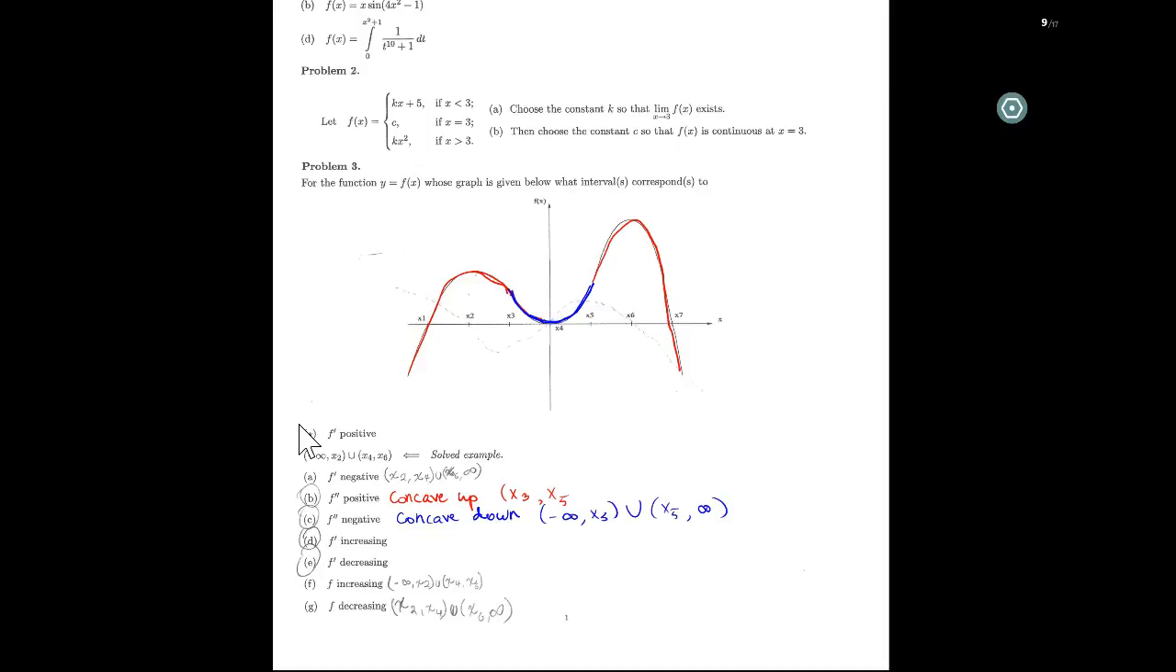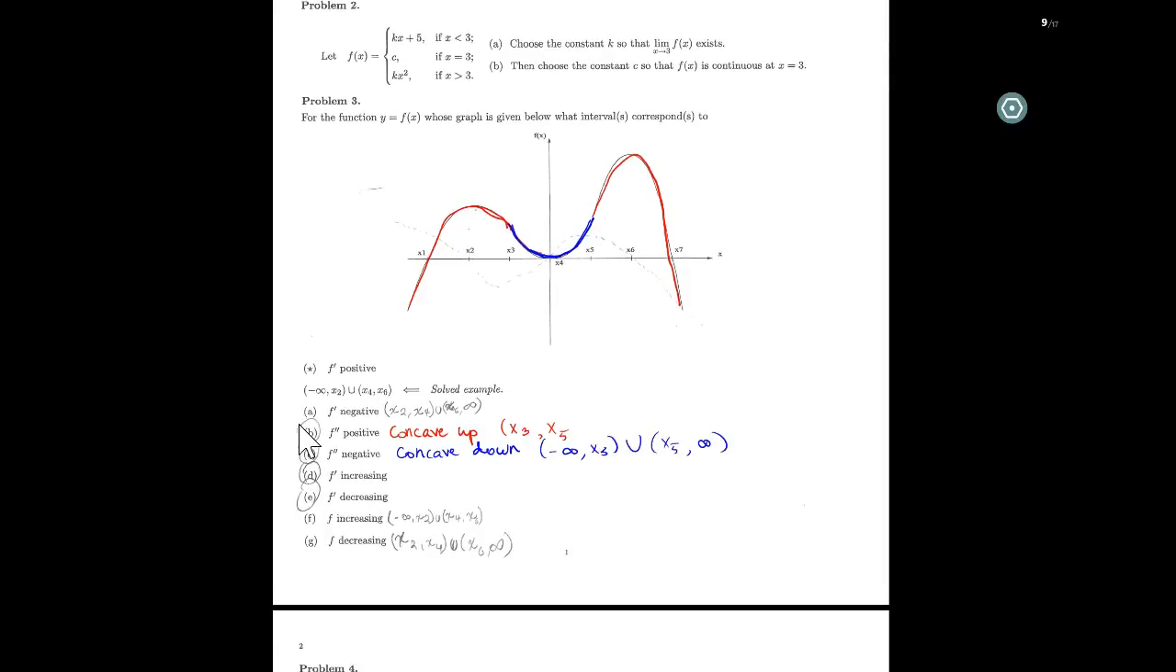Where is f prime increasing? That's actually a clever question. F prime is increasing when f double prime is positive, which we already answered. It's the same answer as part B, x3 to x5. Where is f prime decreasing? It's actually the same thing as C. That's when f double prime is negative. So it's the same answer as C.